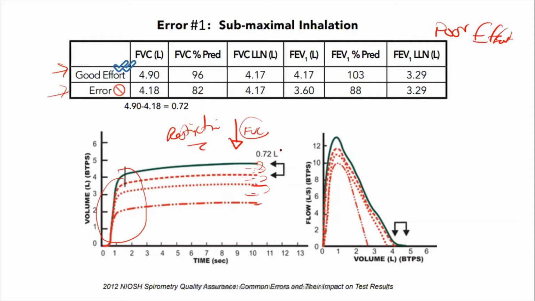As we said, what is the implication of this? This will falsely reduce the FVC, therefore it gives me a falsely restrictive picture. How can I solve this? By coaching the patient to fill their lungs, taking the deepest possible breath they can. So this is the first spirometry pitfall, or the first spirometry error.